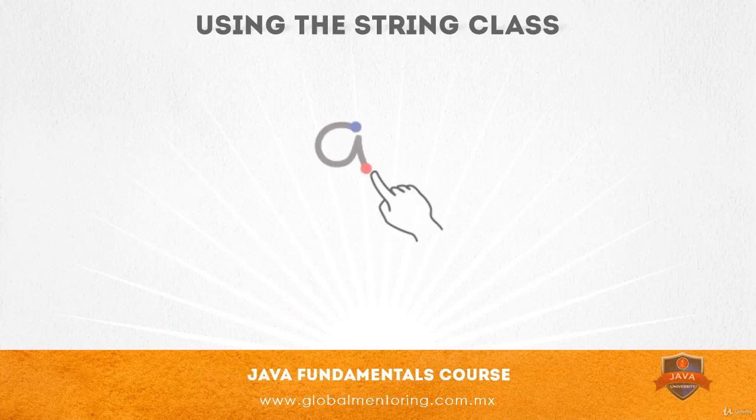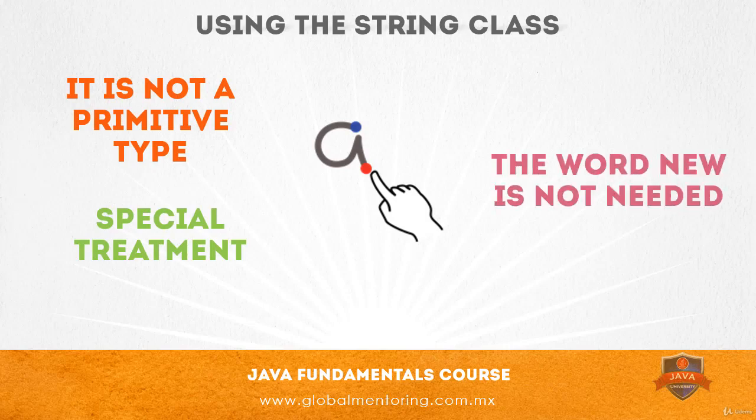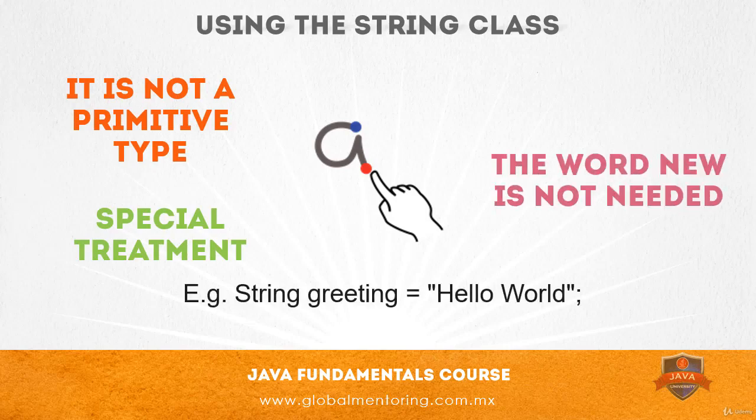Using the string class. The string class has a special treatment. It is not a primitive type, the word new is not needed, and for example, we can declare a variable string greeting equals "hello world". As we can see, we are not using the reserved word new.